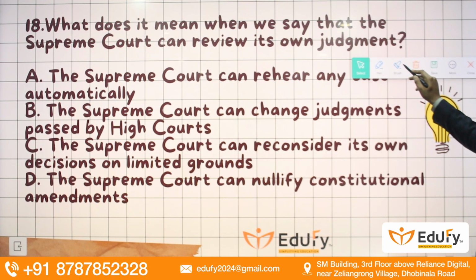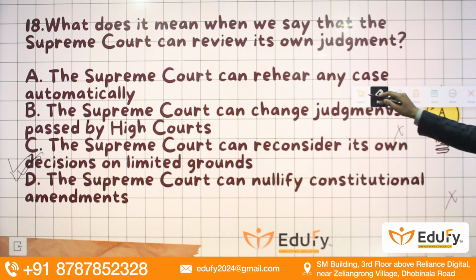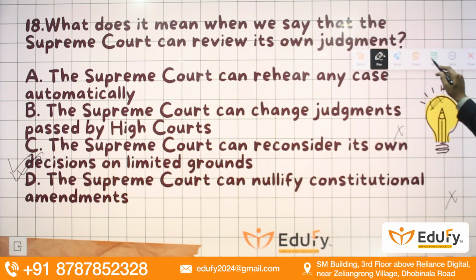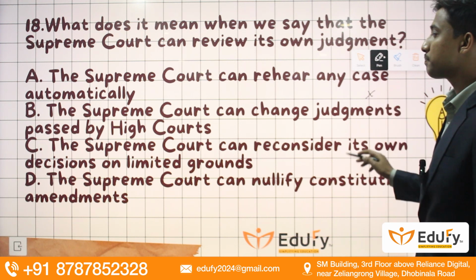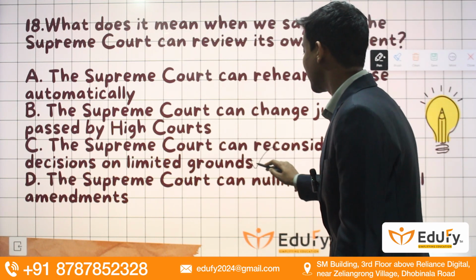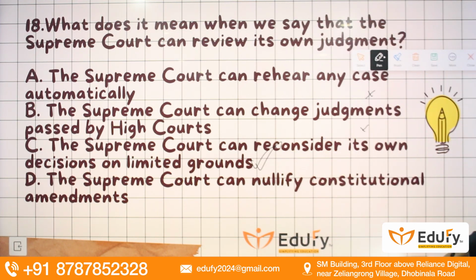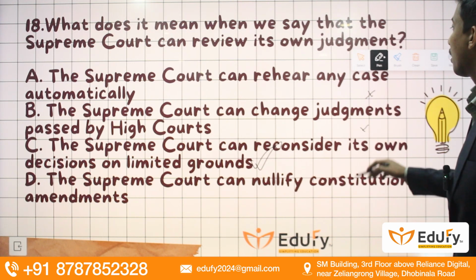What do we actually mean when we say the Supreme Court can review its own judgment? The Supreme Court can rehear any case automatically? No. The Supreme Court can change judgments passed by high courts? No. The Supreme Court can reconsider its own decisions, however, on limited grounds. So that is what is known as the Supreme Court reviewing its own judgments. The Supreme Court can nullify constitutional amendments? No, guys. So the correct option will be option C.